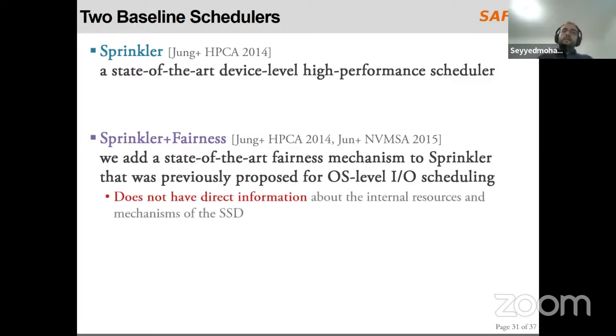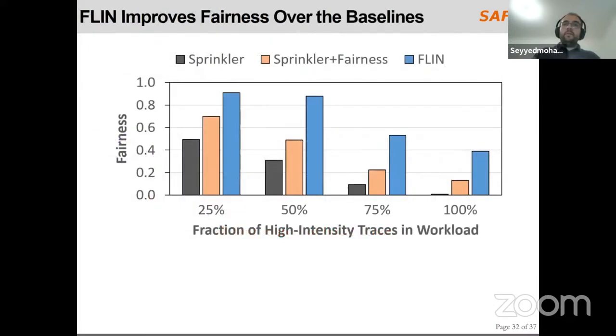So the OS-level fairness technique does not have direct information about the internal resources and mechanism of the SSD, which is actually one of the main advantages of doing I/O scheduling inside the SSD. At the OS level, it's quite hard to understand what's going on inside the SSD. But when you're doing scheduling inside the SSD, you can have direct information about the internal resources and the status of them. And as you can imagine, OS-level fairness techniques cannot mitigate all four sources of interference.